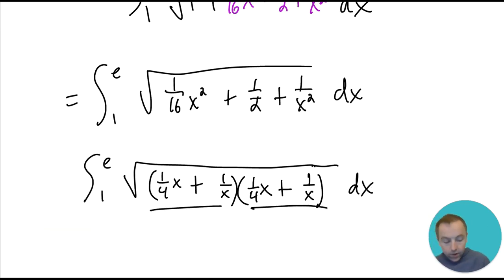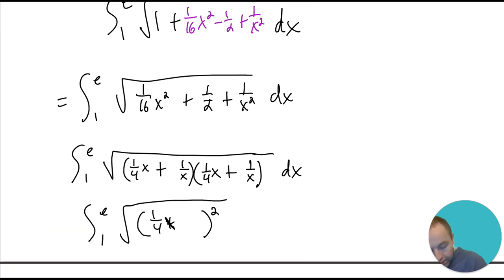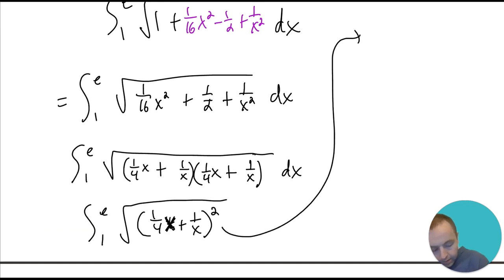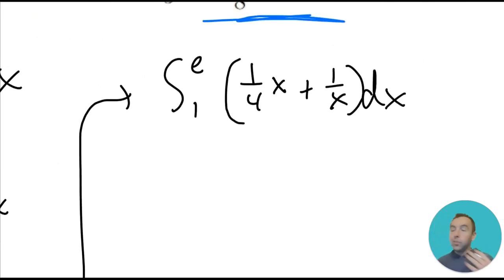And then because those two factors are literally the same, you can just write it as that squared underneath a square root, which makes it all the more beautiful because then square rooting something that's squared cancels it out. And then we get the integral from 1 to e of 1/4 x plus 1 over x dx, which is a pretty simple, straightforward integral to find.